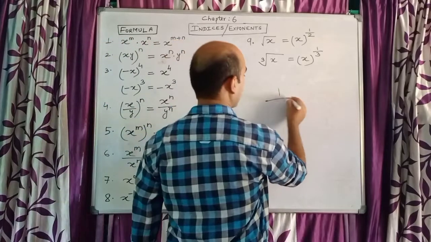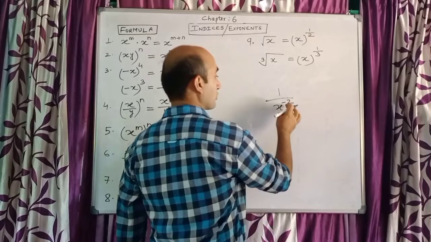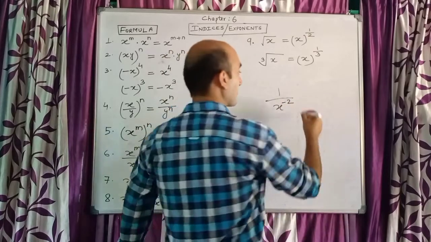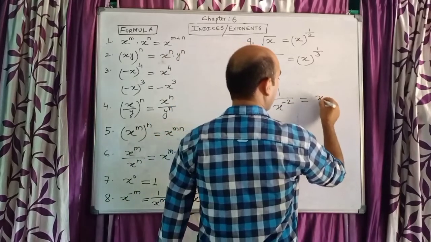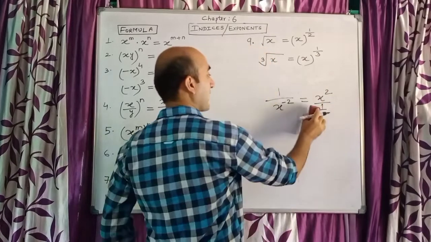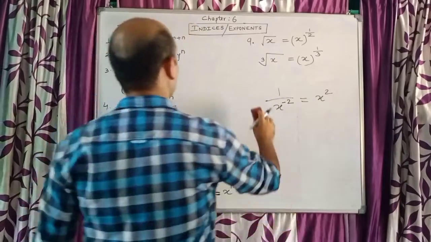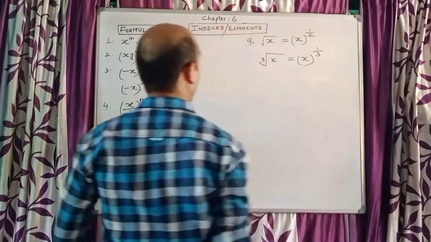Suppose I write the same thing here, 1 by x to the power minus 2. So with minus 2 in the denominator, to make it positive I will write x squared. Actually below this there is 1, but we don't write it, so our result is x squared. Now moving on to the last formula.